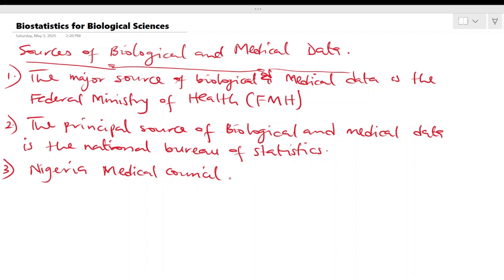The Nigeria Medical Council, which is an association. That's another source of biological and medical data. And number 4 on the list is the Federal Ministry of Health that obtains routine medical statistics from the following sources.